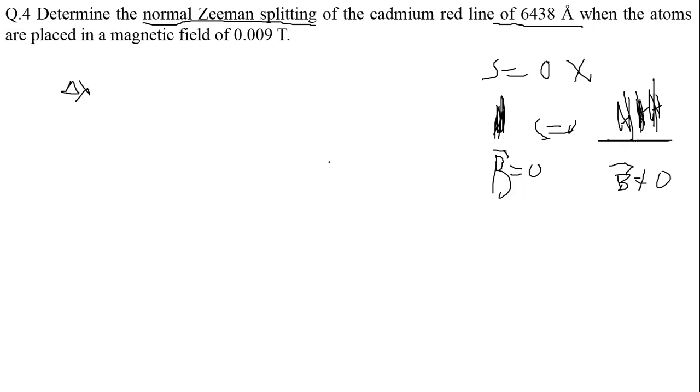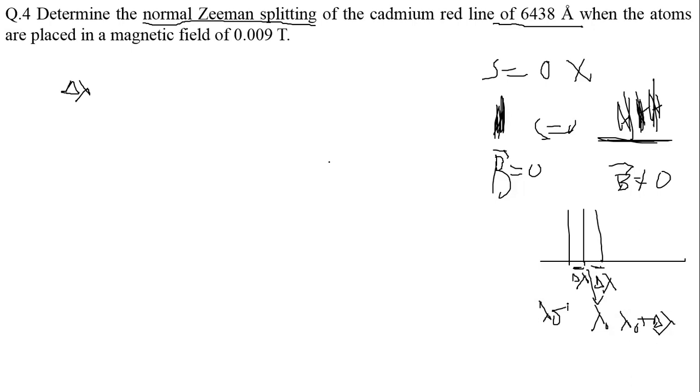Suppose in a spectrometer this is the spectrum, we see these three lines. So what will be the splitting? The central one will be lambda 0. The right hand side will be lambda 0 plus delta lambda, and the left hand side will be lambda 0 minus delta lambda. So we will calculate delta lambda. What will be the value of delta lambda?